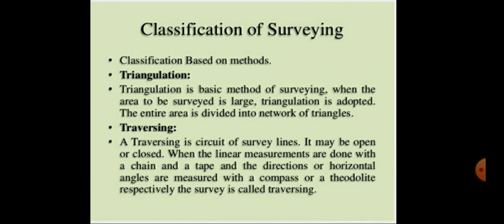And next is the classification based on the methods. Okay, the first one was classification based on the instrument. The second one is classification based on the methods. So the first one is triangulation. Triangulation is the method in which the entire area is divided into small triangles.